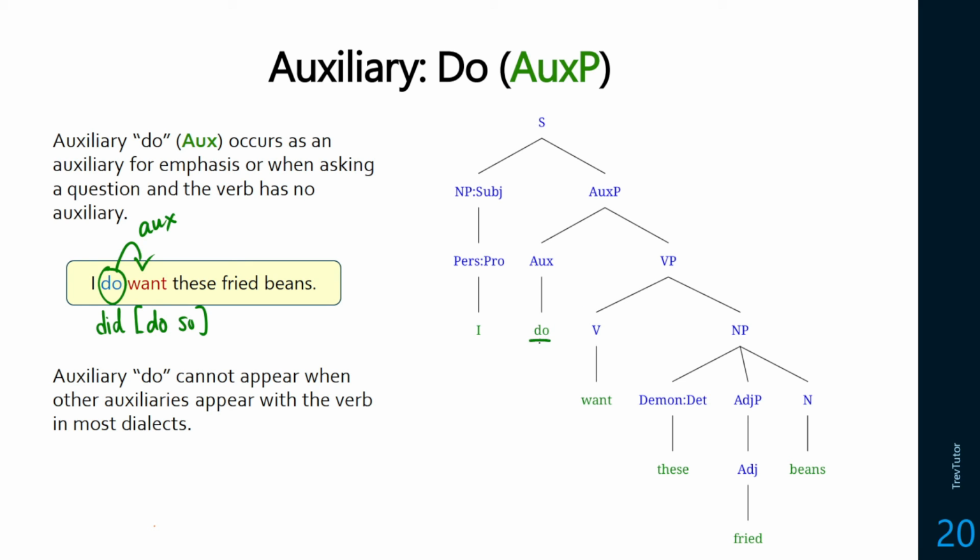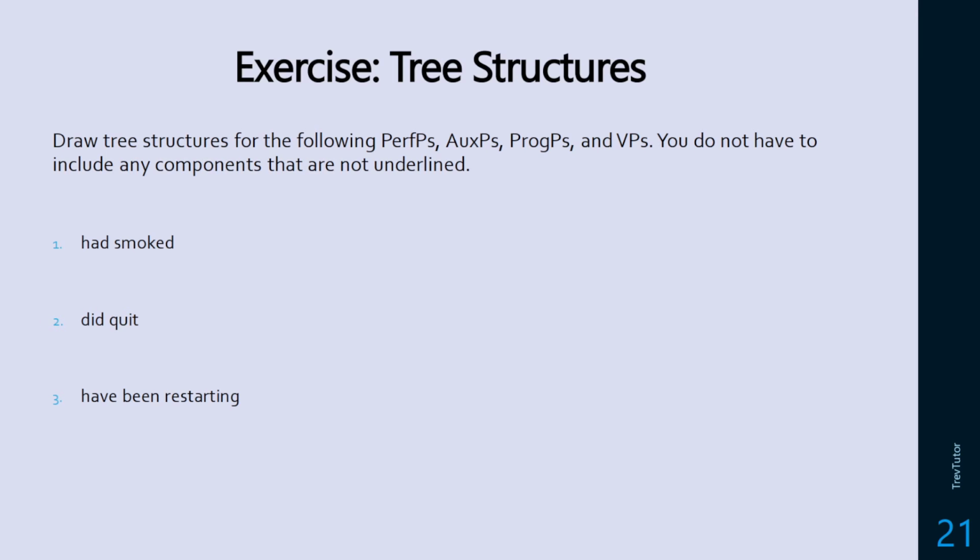So here we see do. This is going to be the auxiliary. It builds up into an aux phrase, which should be labeled appropriately as a predicate here. And that's going to go down to the VP for want these fried beans. Hopefully you're comfortable with these fried beans right now. The demonstrative these, acting as a determiner, fried, the adjective phrase describing the noun beans. So that's the auxiliary phrase. We're not going to take a look at it in questions in this course because that's more advanced.